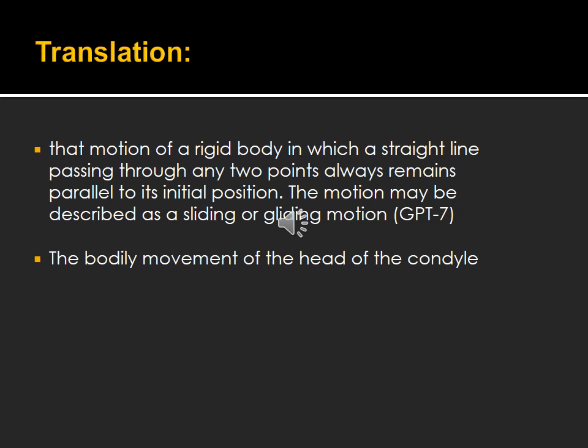The second three-dimensional movement is the translation, in which a bodily movement happens for the head of the condyle. So the head of the condyle will move bodily from its superior position in the joint. And if you want the glossary of prosthodontic terms definition, it is the motion of a rigid body in which a straight line between any 2 points of the moving body is parallel to the initial position. So it is moving away from the original position, but it's still parallel to it if you draw a line between any 2 points in this body. And we call it gliding or sliding or translation, all the same.